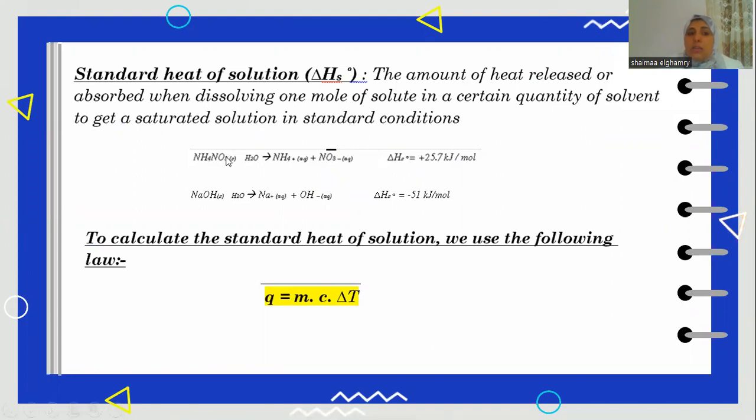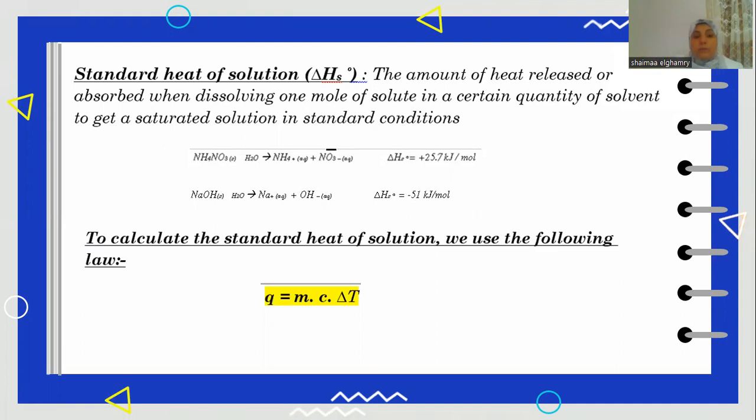So in dissolving 1 mole of NH4NO3 in water, it gives us aqueous ions from NH4NO3. That means it dissolves in water. So here delta H is positive 25.7 kilojoule per mole. This equation represents what? Endothermic solution. So the solution which is formed is endothermic. Why? Because delta H has a positive value.